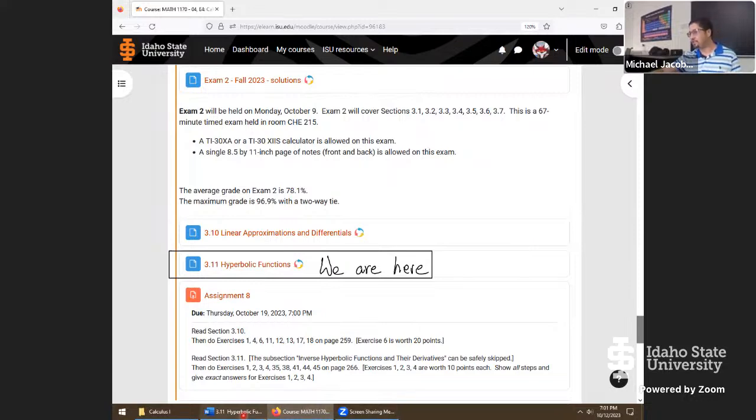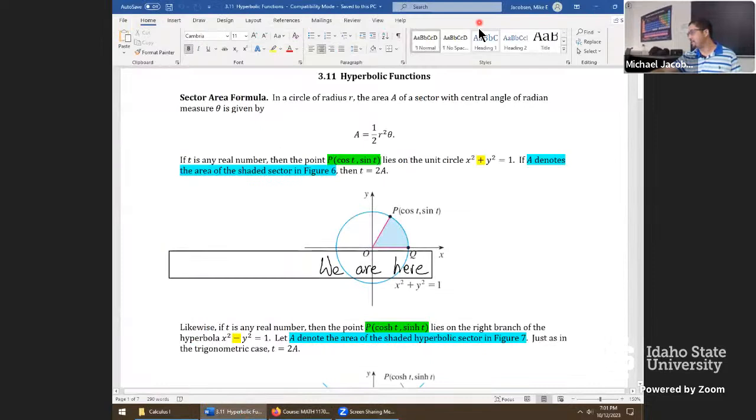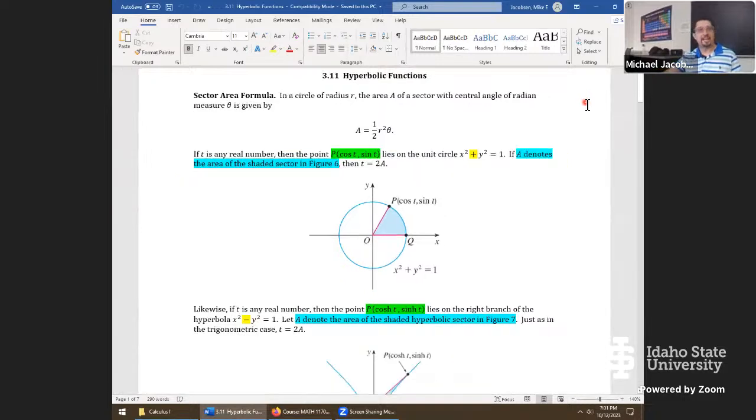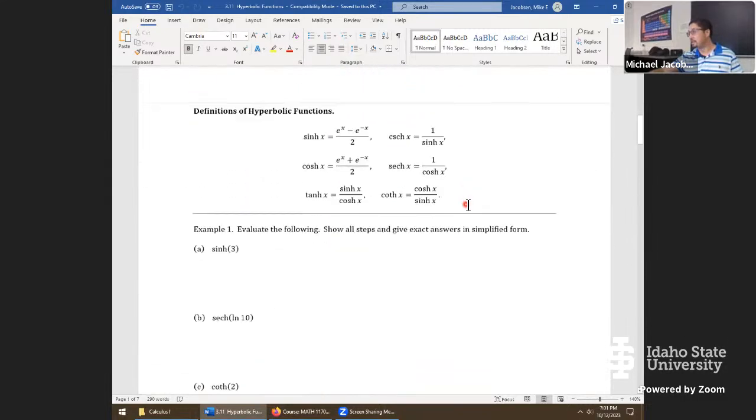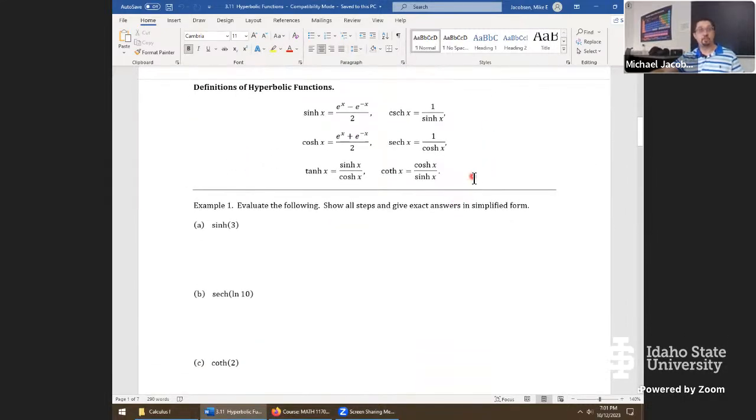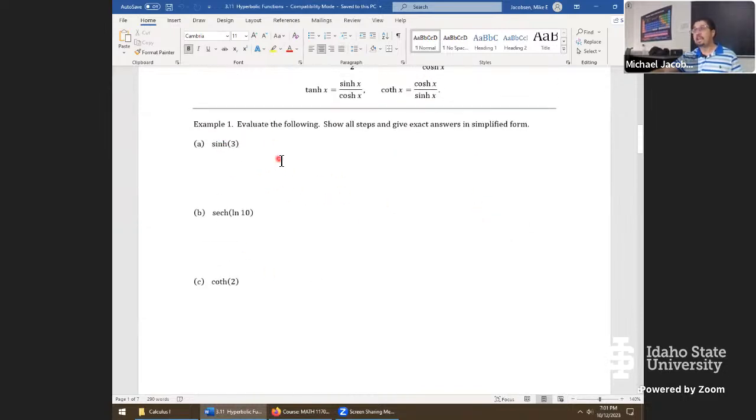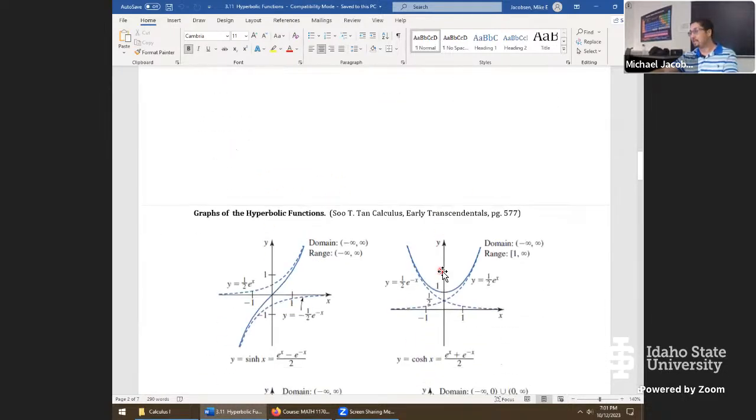Okay, so now in section 3.11, I should clear this out. Here's how hyperbolic functions are first defined. My notes are kind of strange because this is a brand new topic. First, I want to scroll through here just to show you what we're getting into. First, we'll look at the definitions of hyperbolic functions. We'll look how to define all of them. There'll be 6 of them, just like the trigonometric ones. Here, we'll just look at how to practice working with those.